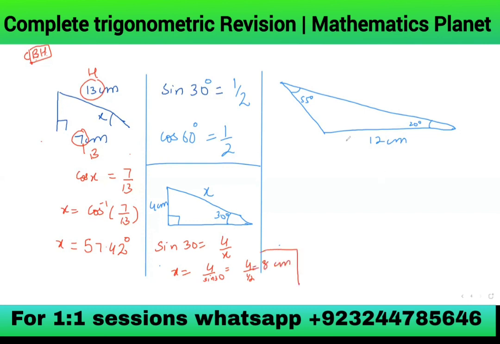Okay. I'm writing the next question. 20 degrees, 55 degrees, 12 centimeters, and you need to find this x. In this case, the triangle is not a right-angled triangle. If the triangle is not right-angled and you are given an angle and its opposite side, we will use the sine law. Use the sine law and get the answer.